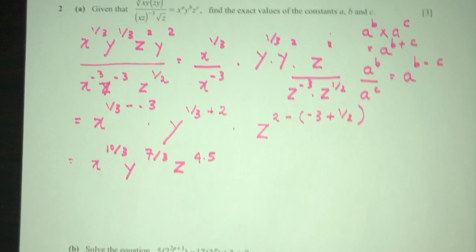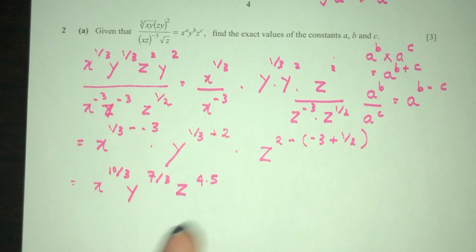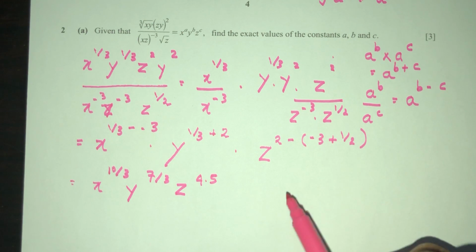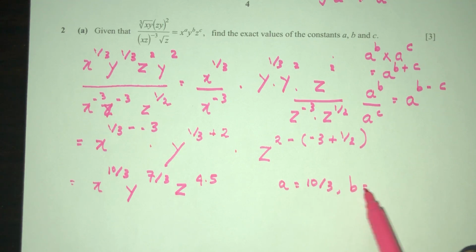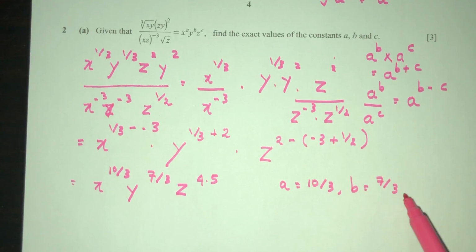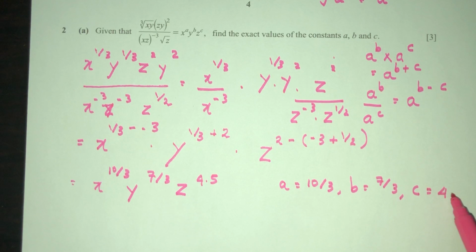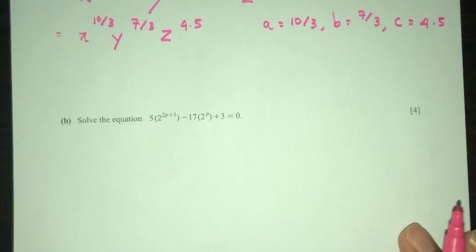So finally, the values of A, B, and C, we have to compare, right? So A will be 10 over 3. B will be 7 over 3, and finally C will be 4.5 for that value. This is part A of your question. Now let's move on to part B of your question.